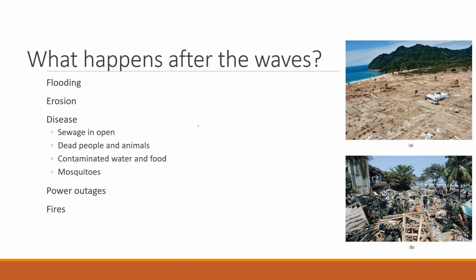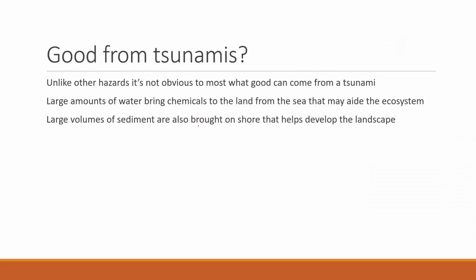So after the waves, we're going to have flooding, obviously. You have all this water coming in. You're also going to pull away a lot of new material. But the big problem with tsunamis, besides just the flooding, is disease. We have ripped open sewage. We have dead people and animals around. We've contaminated all of our water and food supplies. Mosquitoes breed in water, so we get diseases passed around by mosquitoes. We're going to lose power. We can have fires because we're going to disrupt our gas lines. There is massive, massive damage.